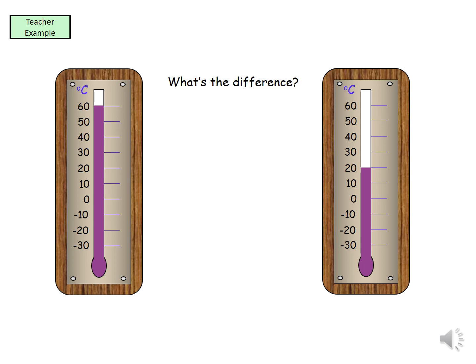Okay, so if we have on the thermometer on the left a measurement of 60, and on the right a measurement of 20, we want to find the difference, or in other words, the gap. So we can just do 60 subtract 20, and that will give us the difference, which is 40 degrees.